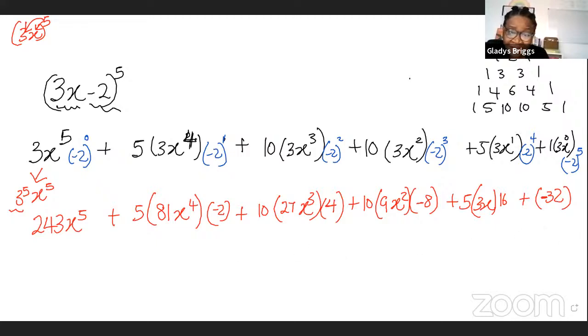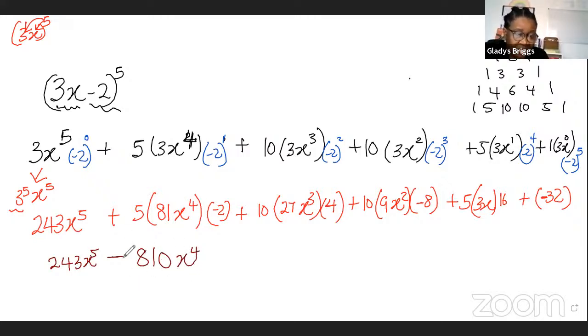I'm just writing it all out so that you see how the numbers are coming. If you follow along with me, you won't get so messed up. You won't get so confused. So just follow along with me. And if you get confused, give me a shout out. Plus 5 times 81 is what? 405 times negative 2 is negative 810. So we have to change this one to negative 810, x to the power of 4.